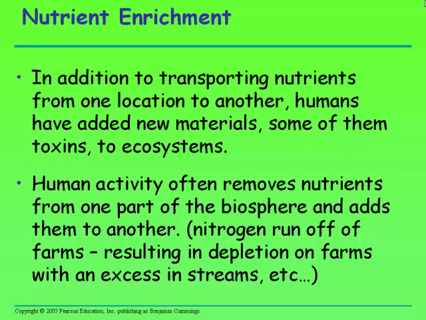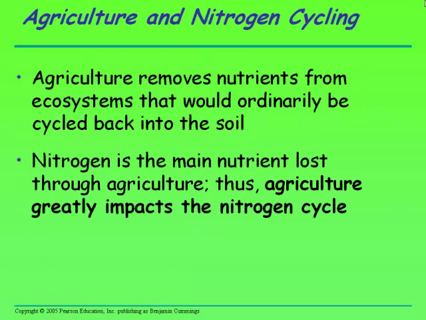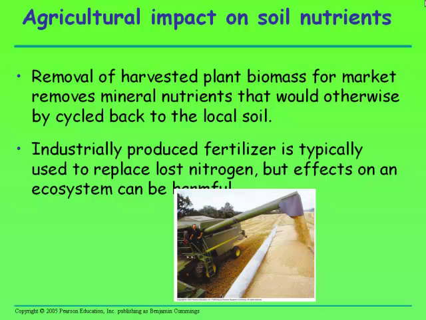Human activity often removes nutrients from one point of the biosphere and adds them to another, such as nitrogen runoff from fertilizer on farms, which results in depletion on farms, with excess in streams and eutrophication. Agriculture removes nutrients from ecosystems that normally would be cycled back. So unless soybeans or a nitrogen-fixing crop is planted, nitrogen is depleted from the soil. Agriculture greatly impacts the nitrogen cycle.